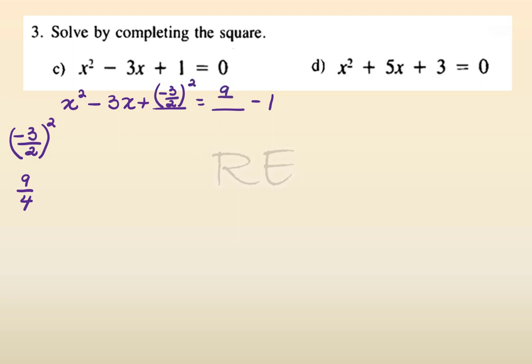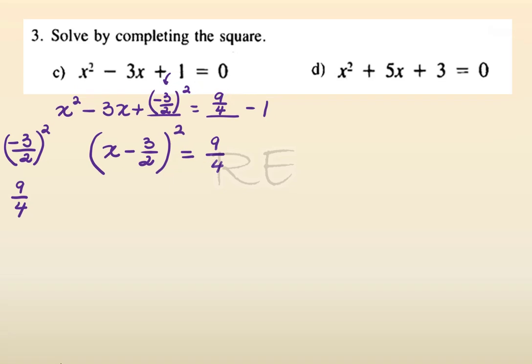We need to be able to recognize the perfect square. And on the right, we're going to put 9/4. So the binomial squared is x minus 3 over 2 squared. And we're going to get 9/4 minus 1, which is 4/4. x minus 3/2 squared is equal to 9 minus 4, which is 5.